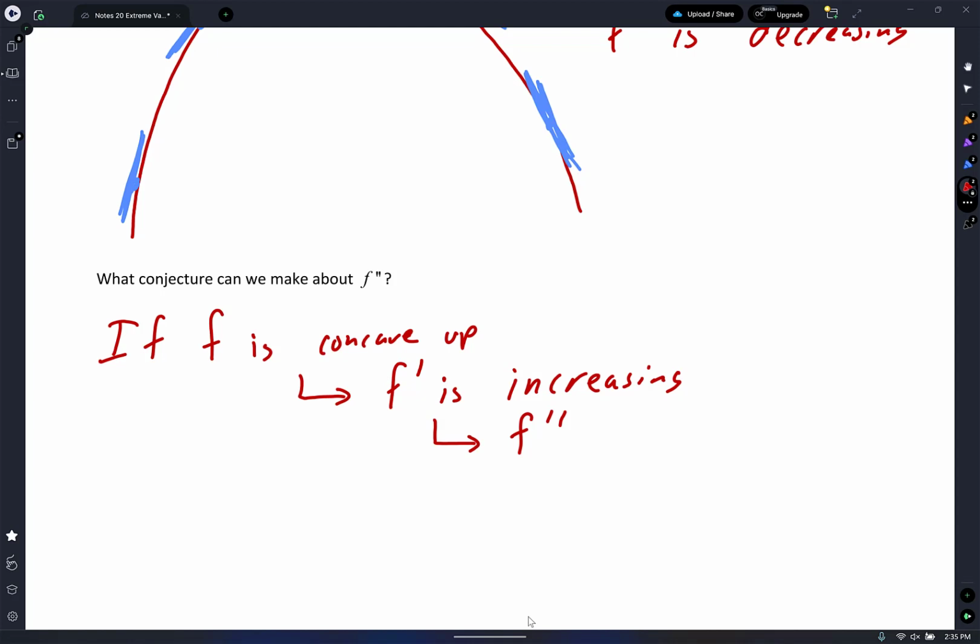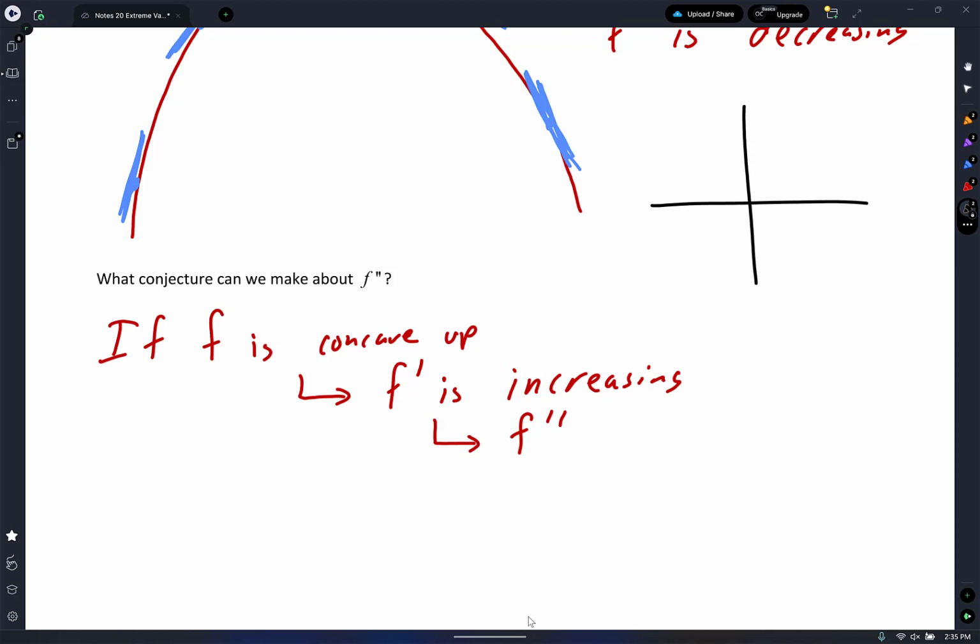If f prime prime is positive, f prime is increasing, because they're only a derivative away from each other, f prime and f prime prime. Does that make sense? Do you guys know what I mean when I say positive? No? Okay. Draw a grid.